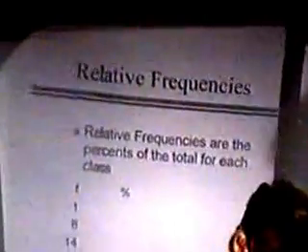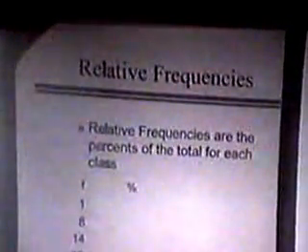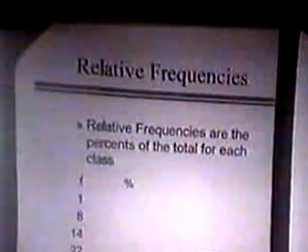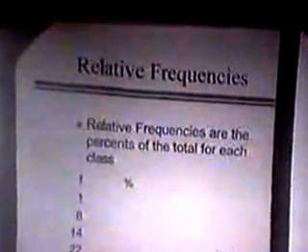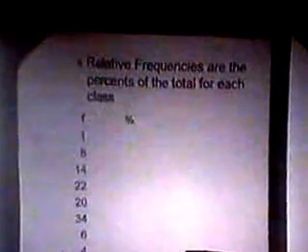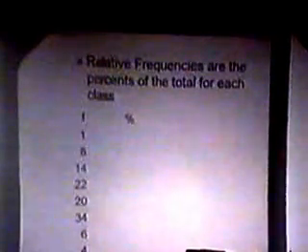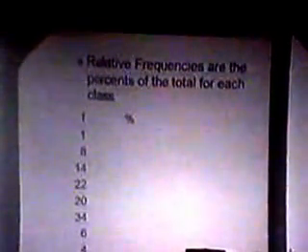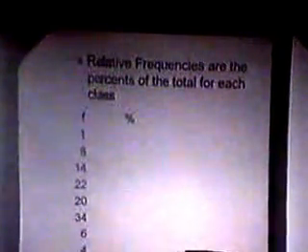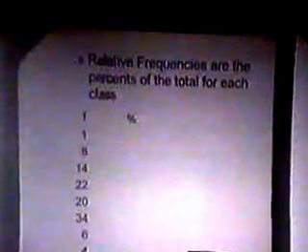The next frequency distribution we're going to look at is called the relative frequencies. Relative frequencies are the percents of the total for each class. Relatives are percents.